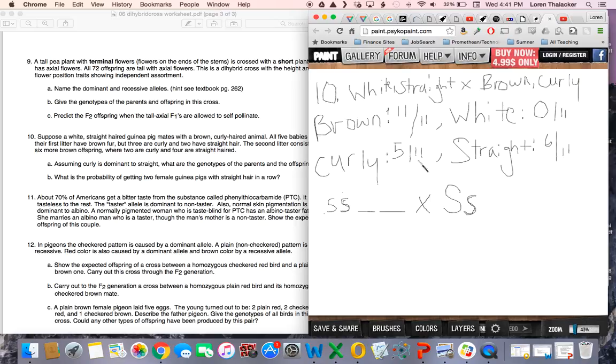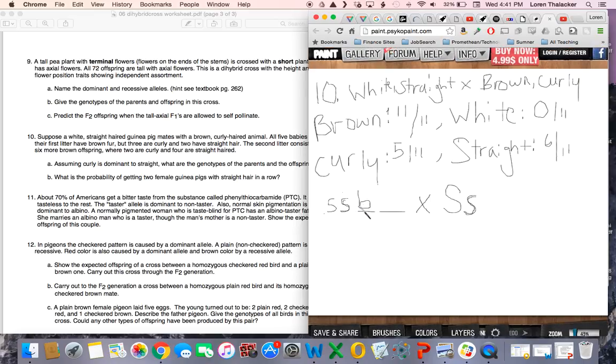Okay. The next part we need to look at is brown and white. So we bred the white guinea pig, but we ended up with no white offspring. So if we have no white offspring, that's going to mean that brown is dominant to white. So for sure, this white, straight-haired guinea pig is going to have little b, because we didn't end up with any white offspring.